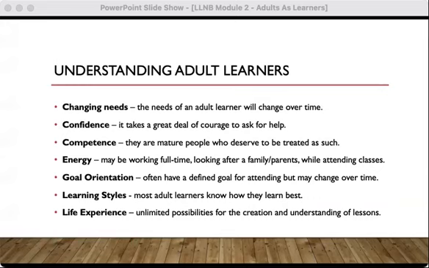Life experience. Adults have a wealth of personal, family, work, and life experiences that will provide unlimited possibilities for the creation and understanding of lessons.